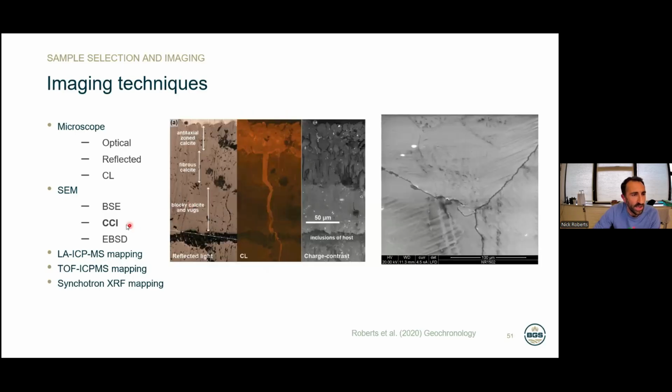CCI is a technique called charge contrast imaging. Again, it uses secondary electrons in the SEM, and it's really good at showing slightly more structural and surface features compared to backscatter. Here's an example where we're zooming in on the right, and you can see these planes showing the crystal faces and how we've cut across them. Charge contrast is not used very often, but actually it's quite a useful technique.